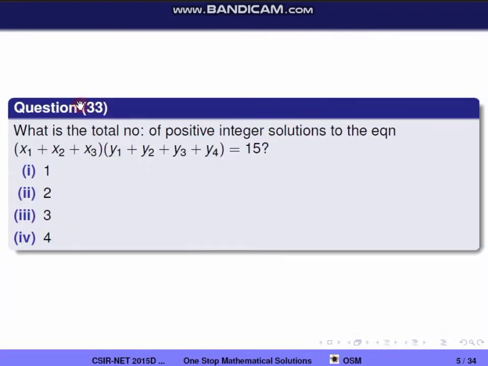Next question, question 33. What is the total number of positive integer solutions to the equation (x1 plus x2 plus x3) into (y1 plus y2 plus y3 plus y4) is equal to 15? So we need to find how many positive integers satisfy this equation. Now we'll look how to do this question.